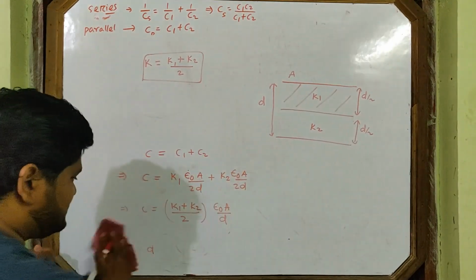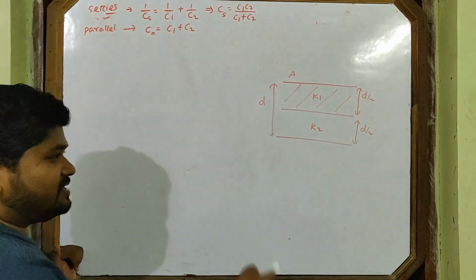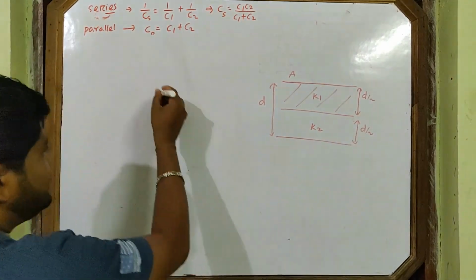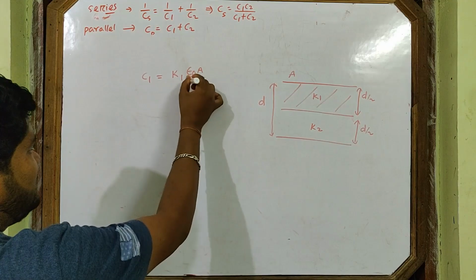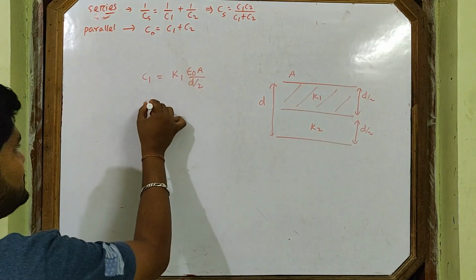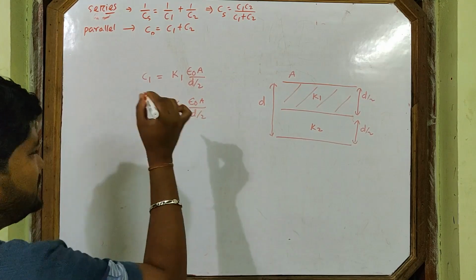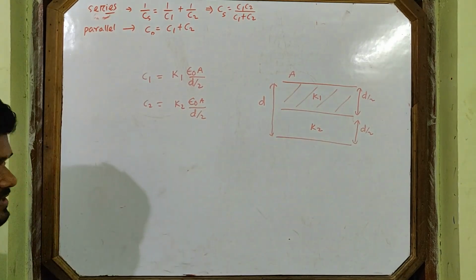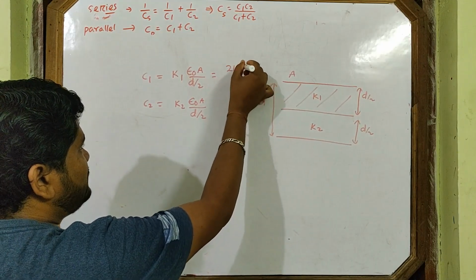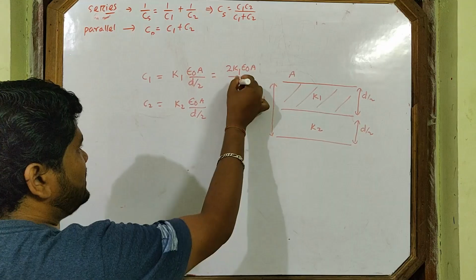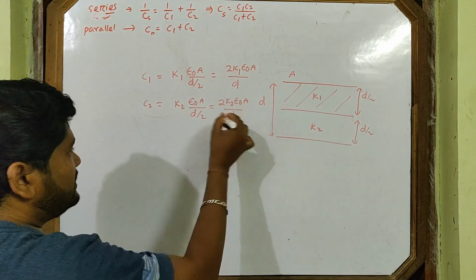Then what happens in this case? What will we do in this case now? They are treated as two capacitors again, same thing. C1, I will write, is K1 epsilon naught A by D by 2, and C2 is K2 epsilon naught A by D by 2, because here the distance is divided. I can write this as 2K1 epsilon naught A by D, and this is 2K2 epsilon naught A by D.